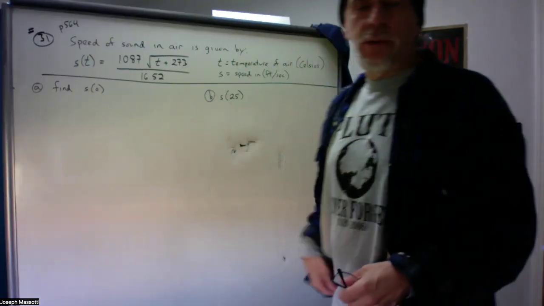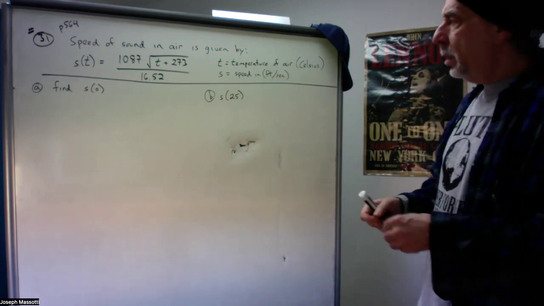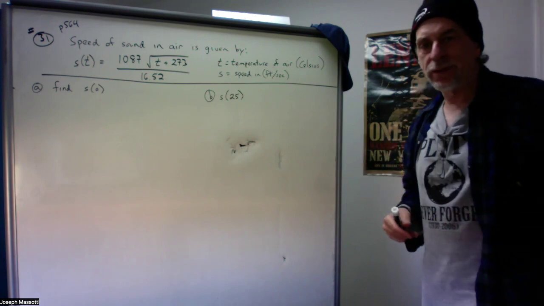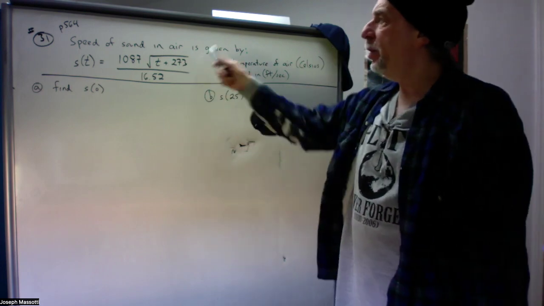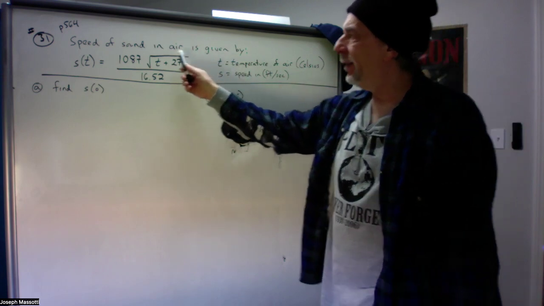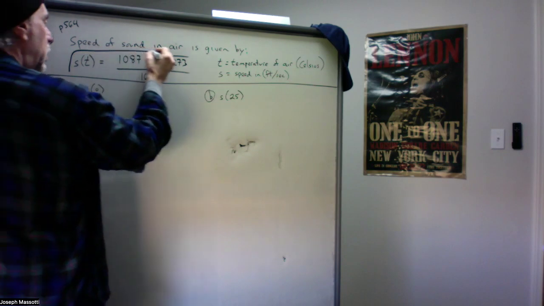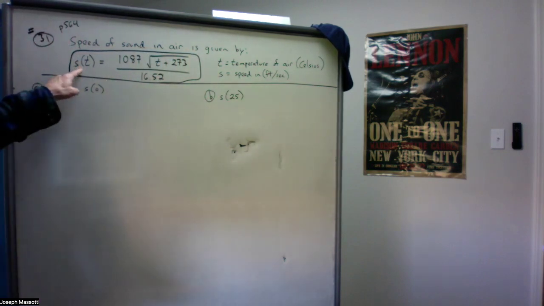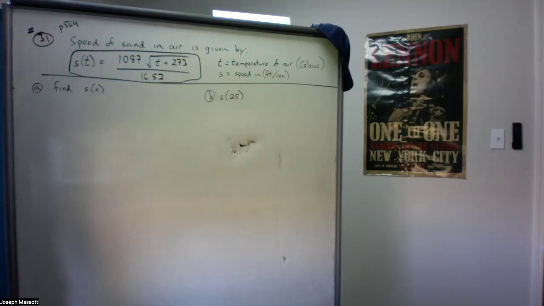Here we have another example from chapter 10.1. This one is a word problem. I've sort of condensed it down to what we need here. It has to do with the speed of sound in air, which is given by this function here, S of T. And S is the speed of sound in feet per second.